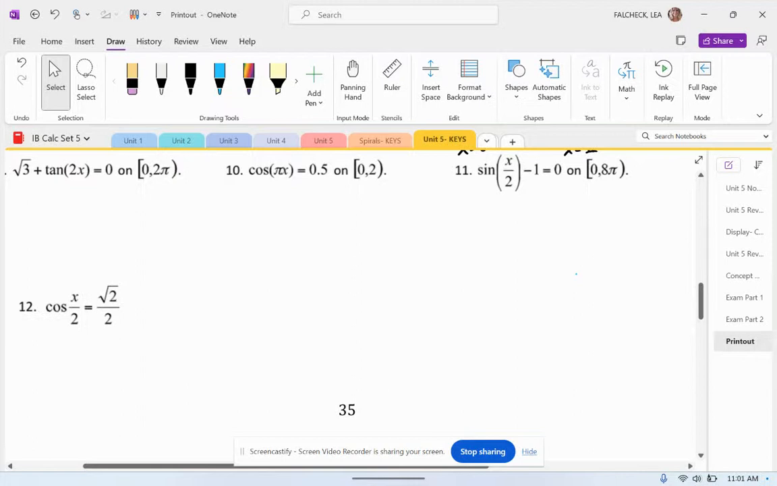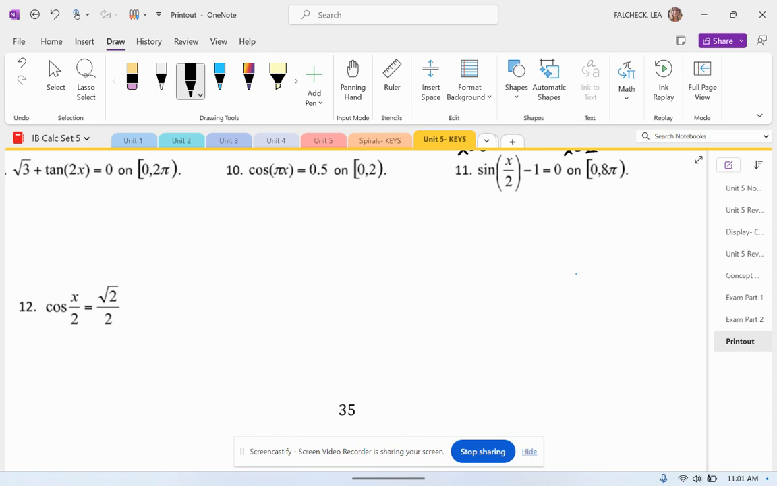Number 10, cosine pi x equals 0.5 on the interval from 0 including to 2. All right, so here's my interval. I see that my argument is anything other than a plain old x, so I'm going to let u equal pi x. If I have a u substitution with the argument of the trig function, I'm going to have to adjust my interval. I'm going to try to match this guy to this guy.